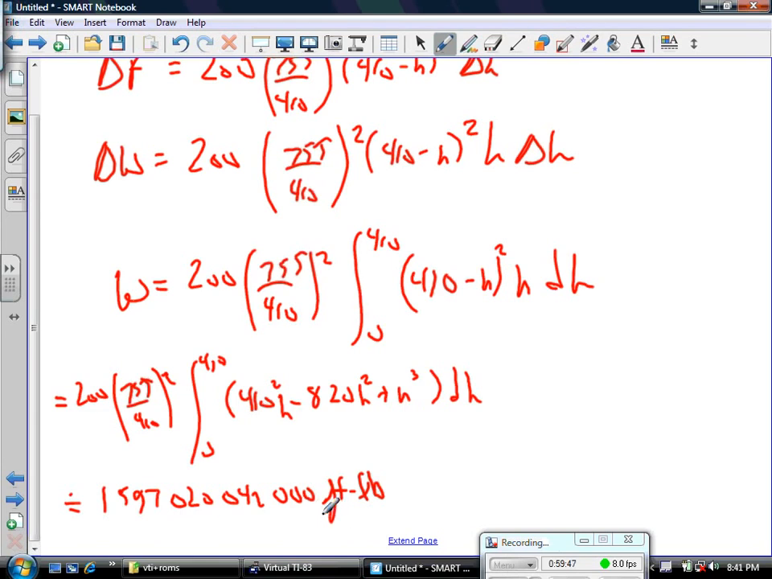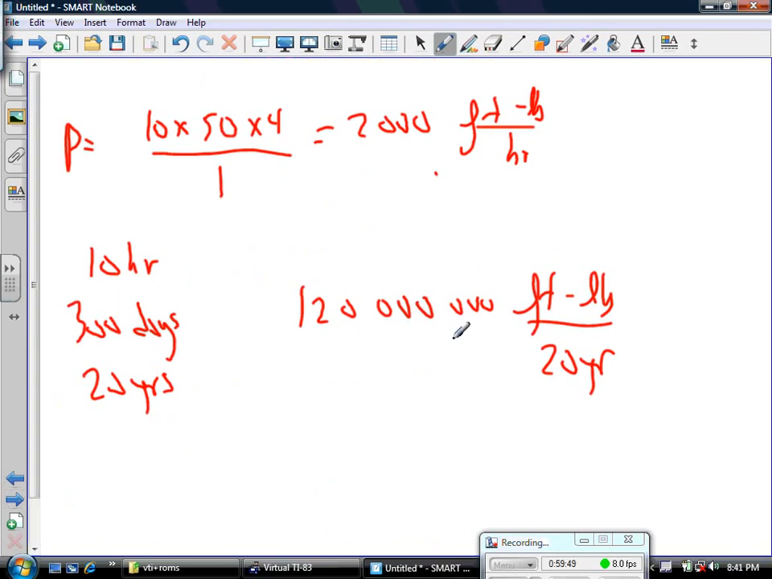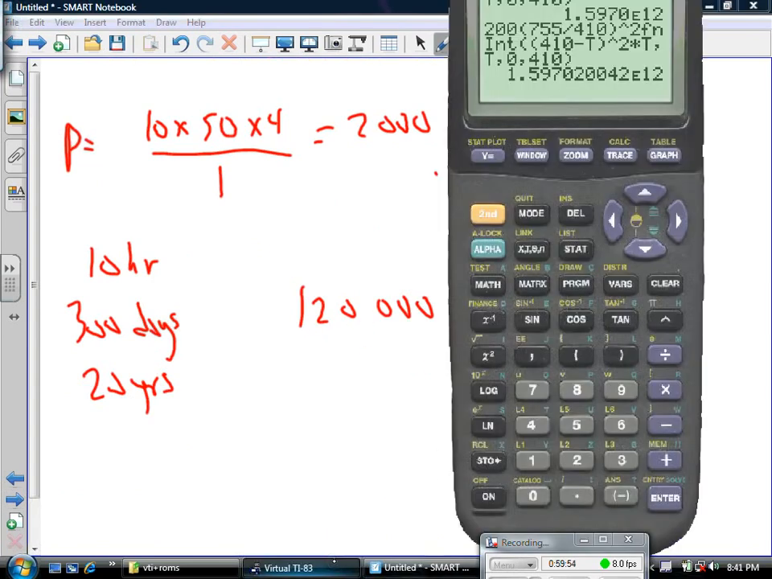Divide the amount of work you have to do by the amount of work one person does. That's how many people you need. So let's take 120 million and divide it into that. Divide that answer by 120 million. Now you could write 120 million, or there's another way to write it.